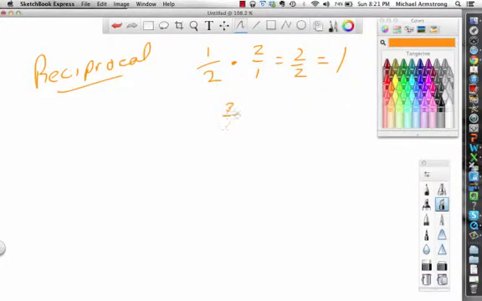Say I have 3/4, and I want to get rid of that. Well, I multiply by 4/3, and I get 12/12, which is equal to 1. Oh, I forgot my equal sign. Okay, kind of cool. Reciprocals are awesome. They're very powerful tools, and we're going to just keep using them.